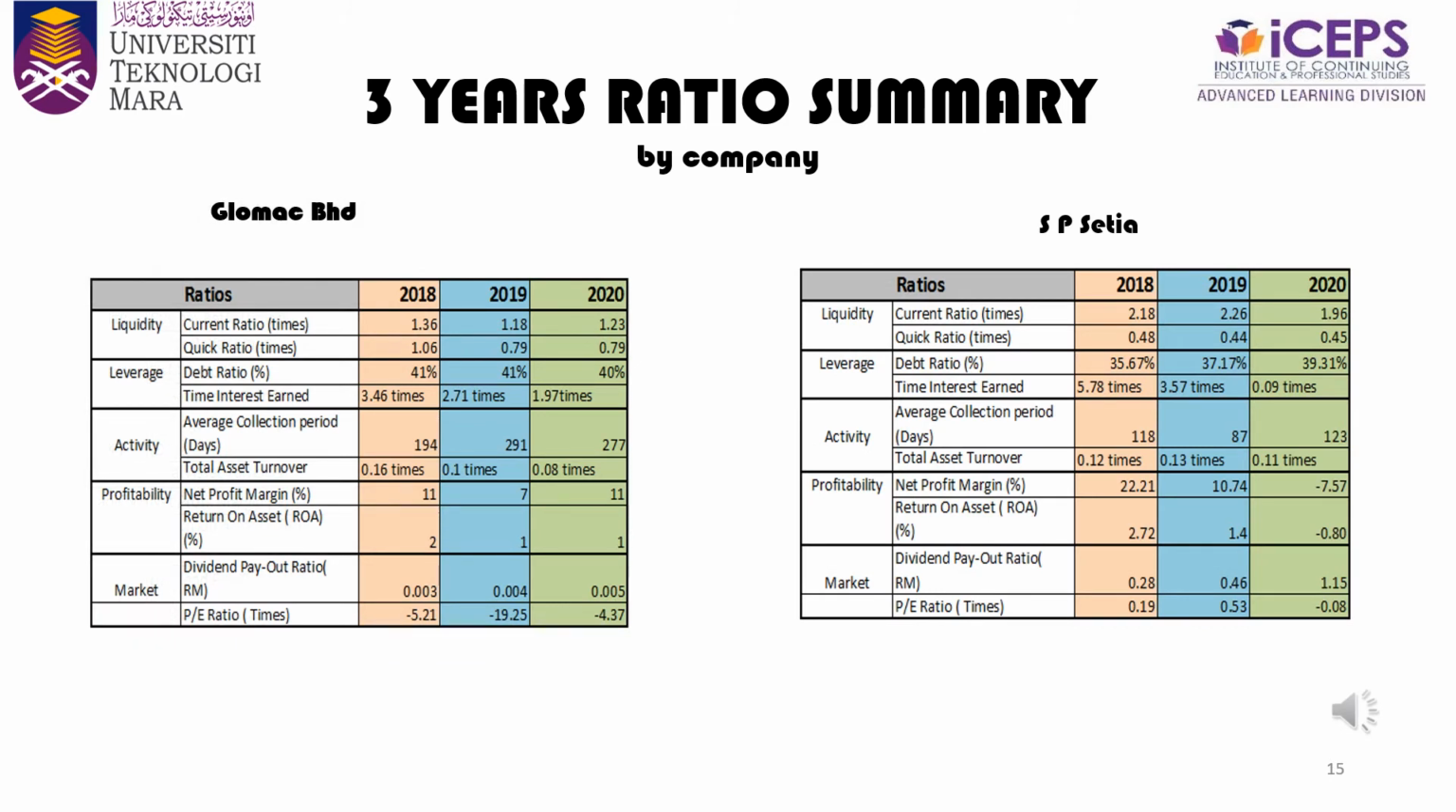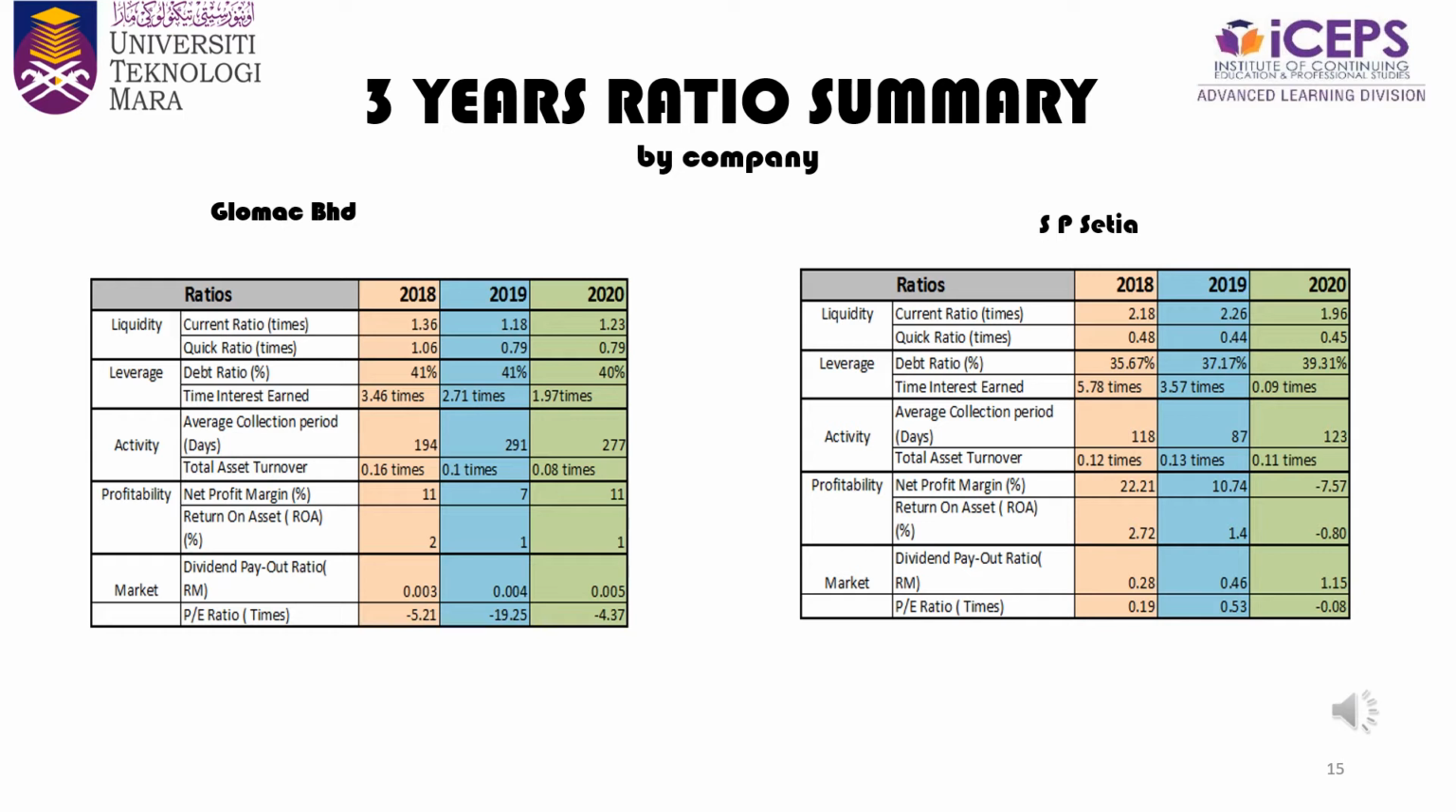Moving on to the 3 years ratio summary, but before that, let me introduce myself. Assalamualaikum warahmatullahi wabarakatuh. My name is Nur Albania binti Mahan and my student ID is 2015123043. As mentioned in the earlier slide, the analysis will be based on hybrid analysis. The first step of the analysis will be measured based on the company's 3 subsequent years, followed by the company against the companies in the same industries.